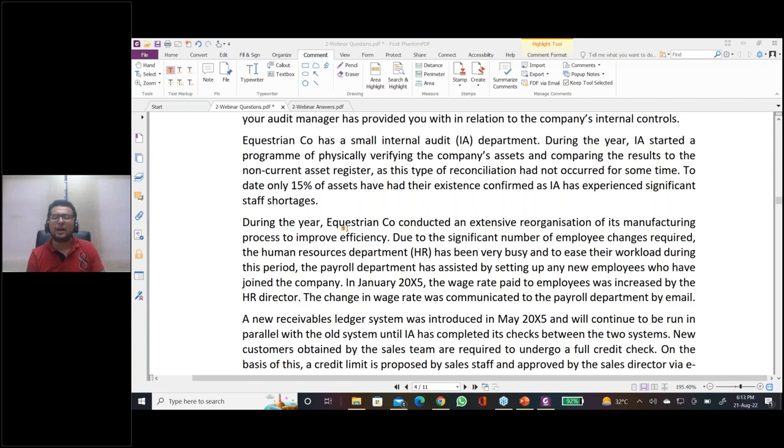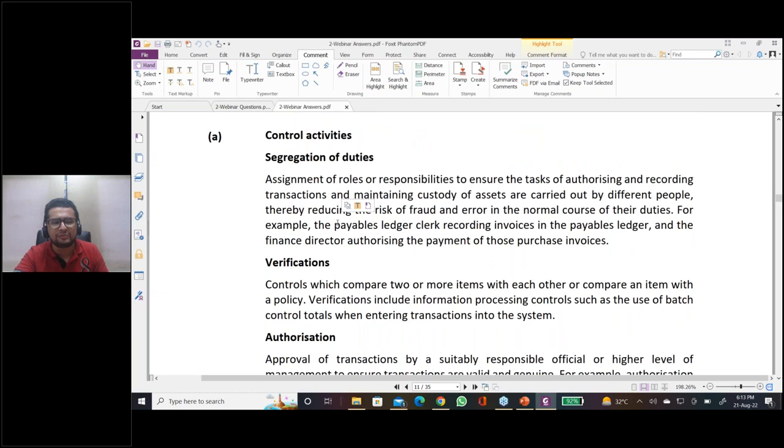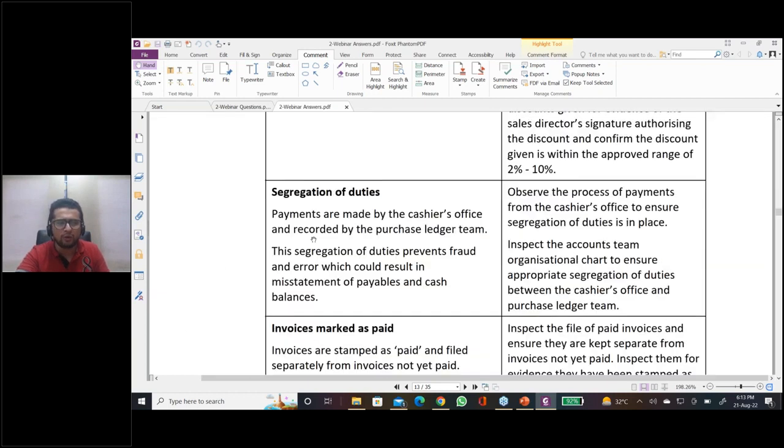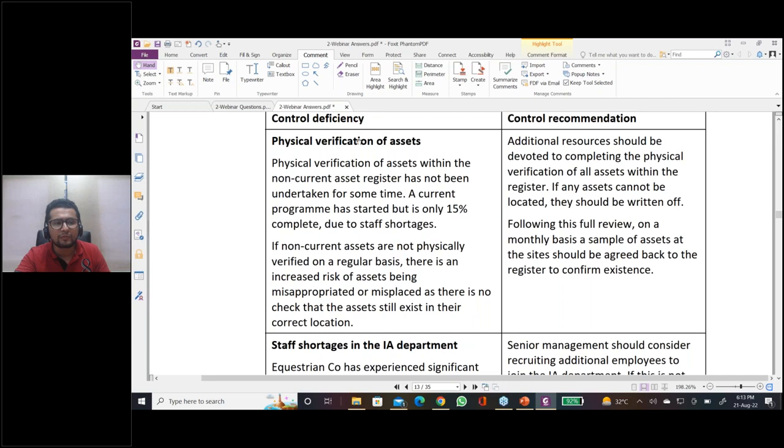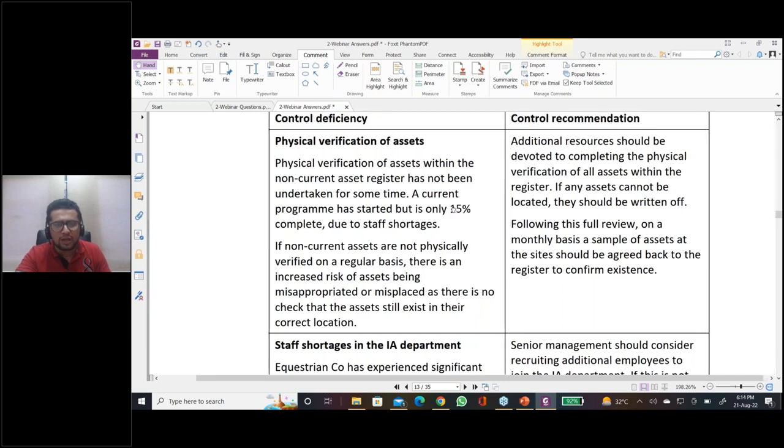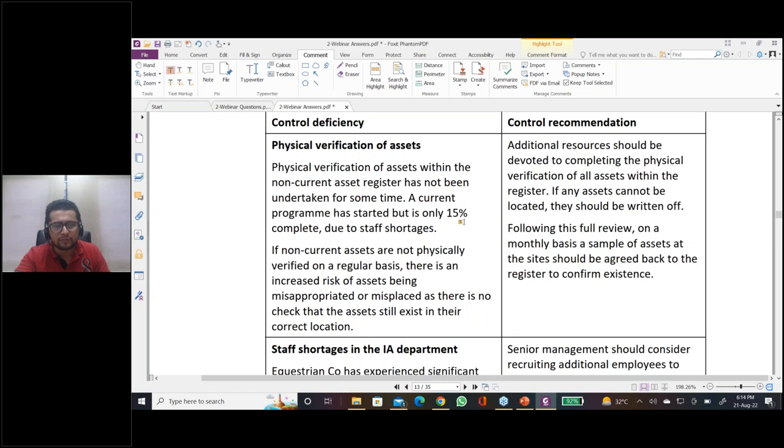So I think this is a clear-cut deficiency. How is this a deficiency? Because you're going to copy all that from the question itself. Let me show you how. Physical verification of assets within the non-current asset register has not been undertaken for some time. A current program has started, but only 15% is complete due to staff shortage. So this is going to give you half a mark, and you have identified it and copied it all from the question itself. Now you have to explain it.